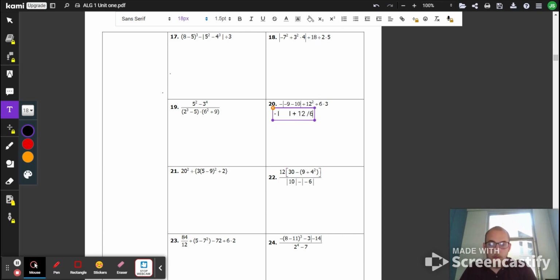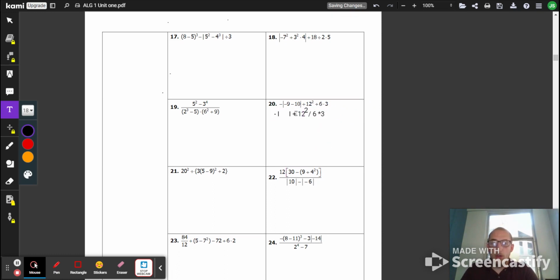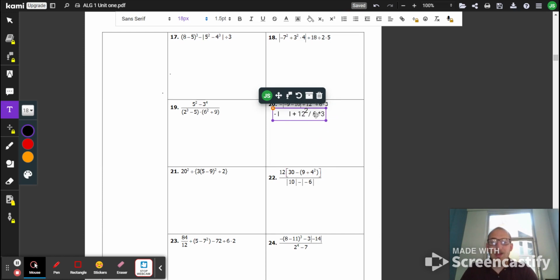Divided by 6 times 3. Let's put a little number up there. Let's do a 2. I've got to think of what is negative 9 minus 10. And just a quick reminder, when you're adding or subtracting numbers, if both numbers have the same sign, you add them and keep the sign. So if we have negative 9 minus 10, they both have a negative sign. So we add the numbers. What's 9 plus 10? 19. And then you just keep the negative sign in front of it.